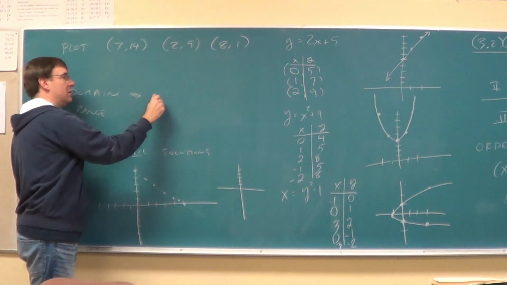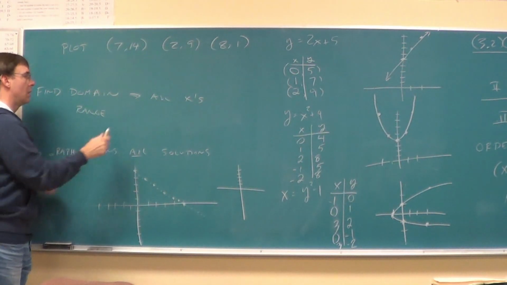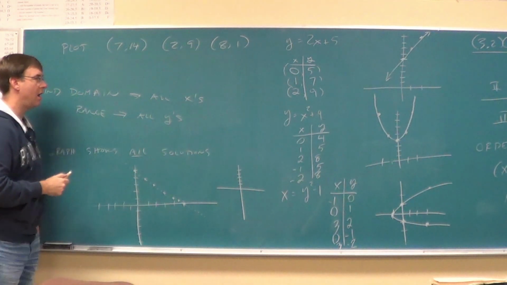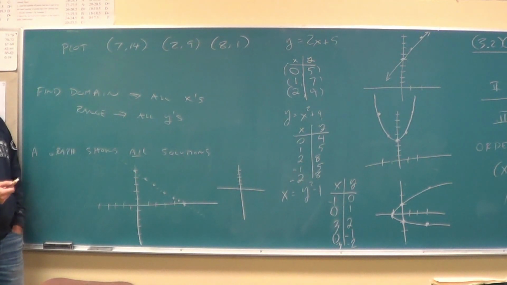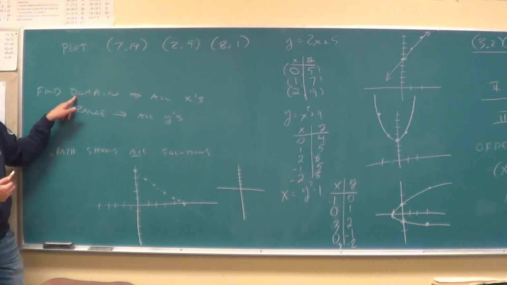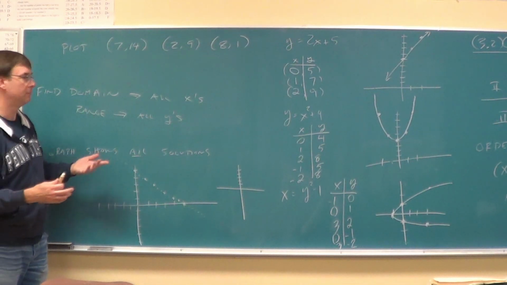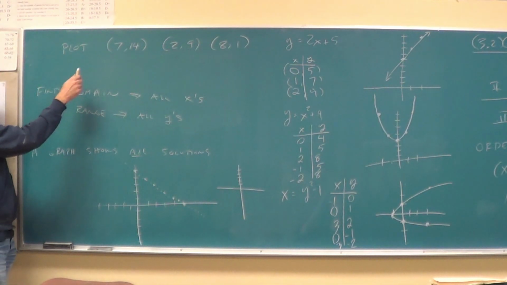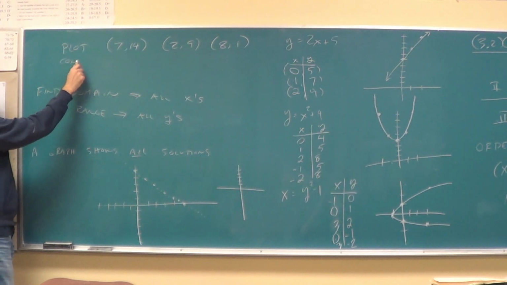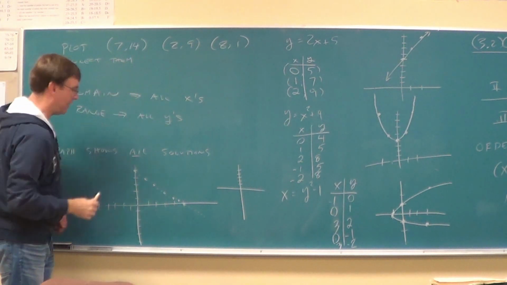The domain is just all of the x's. The range is all of the y's. Alphabetical order can help you remember who is who. X comes before Y in the alphabet. D for domain comes before R for range in the alphabet. We're good on that. They'll have to say more than plot though. They might have to say something like plot the points, connect them, and then find domain and range.